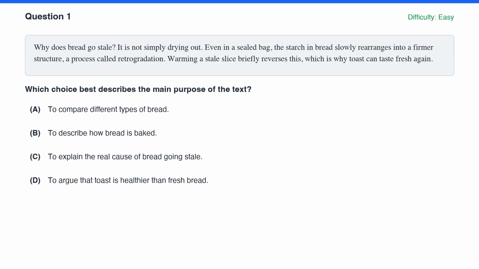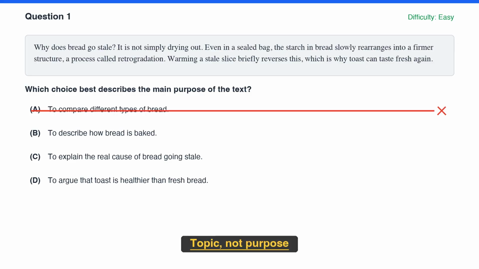Step 3. Predict, then match. My prediction, before looking: to explain the actual cause of staling. Now I scan for the choice that says that. Step 4. Verify every clause. Cut overreach. Let's test the others against the passage. Choice A. To compare different types of bread. No varieties are ever compared. That's a topic the passage never raises.